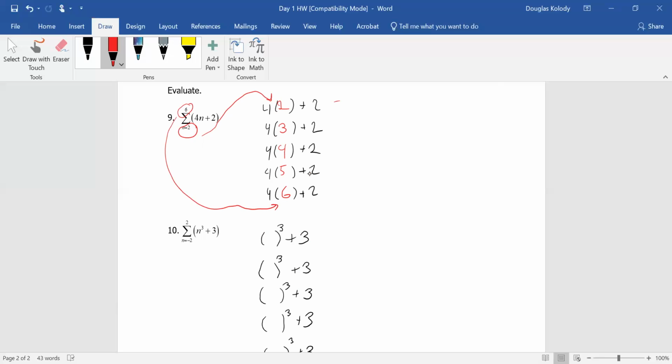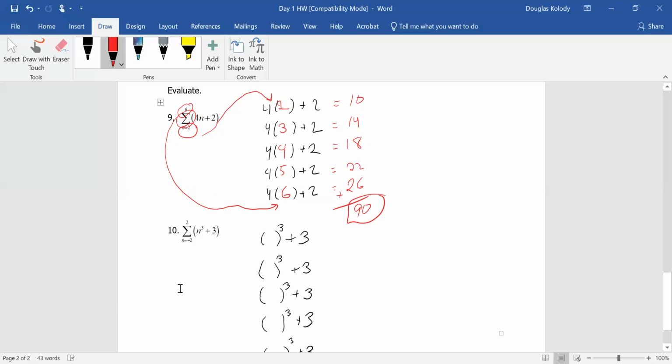So 4 times 2 is 8. 8 plus 2 is 10. 4 times 3 is 12. Plus 2 is 14. 4 times 4 is 16. Plus 2 is 18. 4 times 5 is 20. Plus 2 is 22. And 4 times 6 is 24. Plus 2 is 26. Thing about this, that's not the answer to this question. The summation notation symbol, sigma, tells you to add everything up. Don't do all this work and then not add it all up. If you add up all of these numbers, they indeed add up to 90. That's the final answer to this question right here, 90.